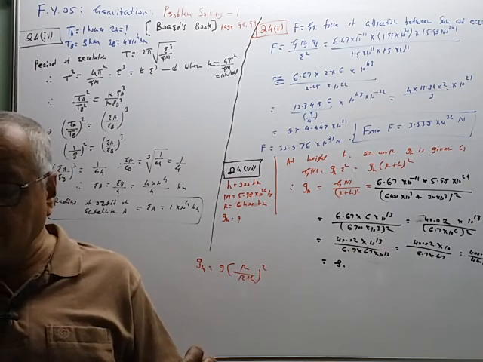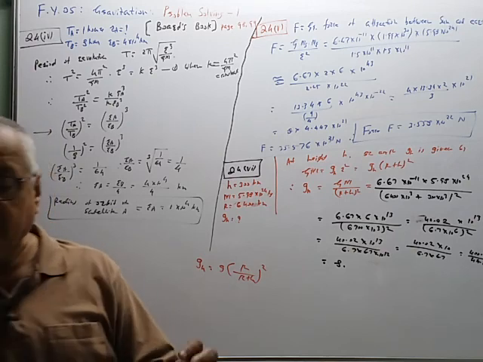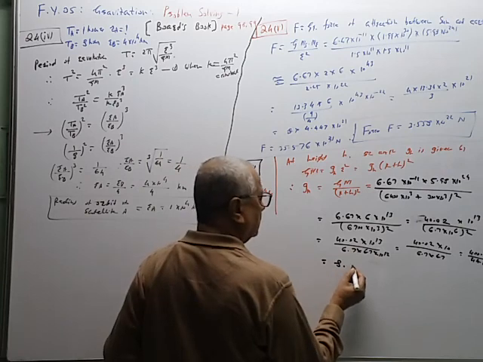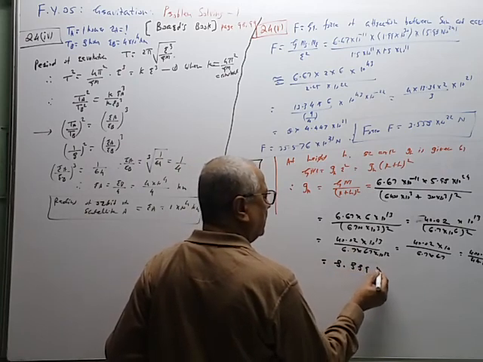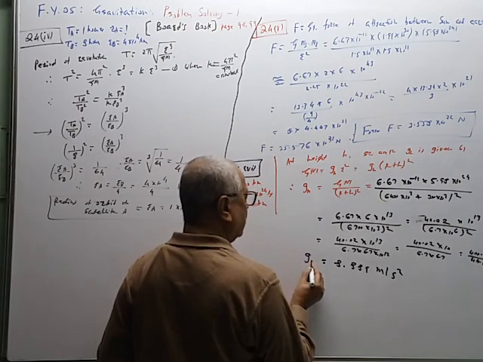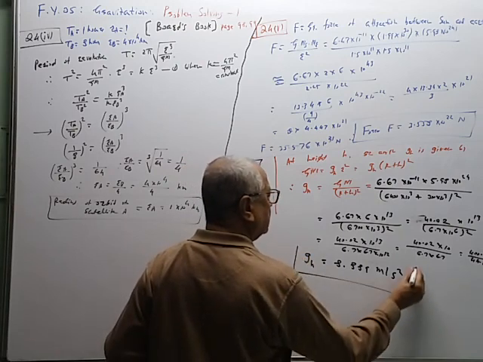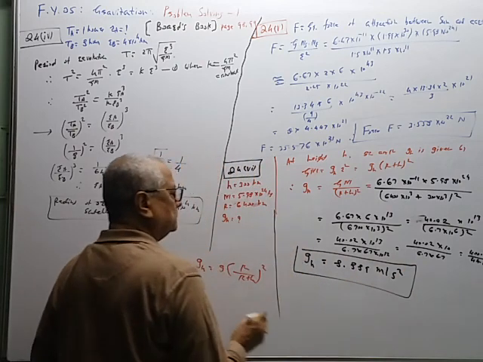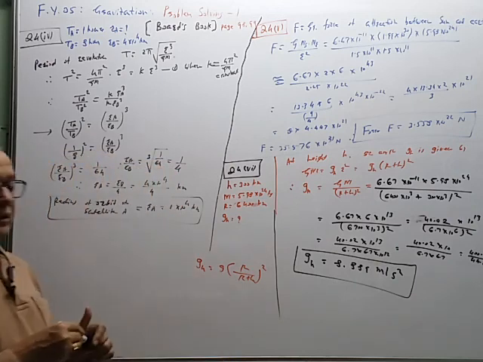So answer is 8.889 meter per second square. So gravitational acceleration at given height h is equal to this much, like this.